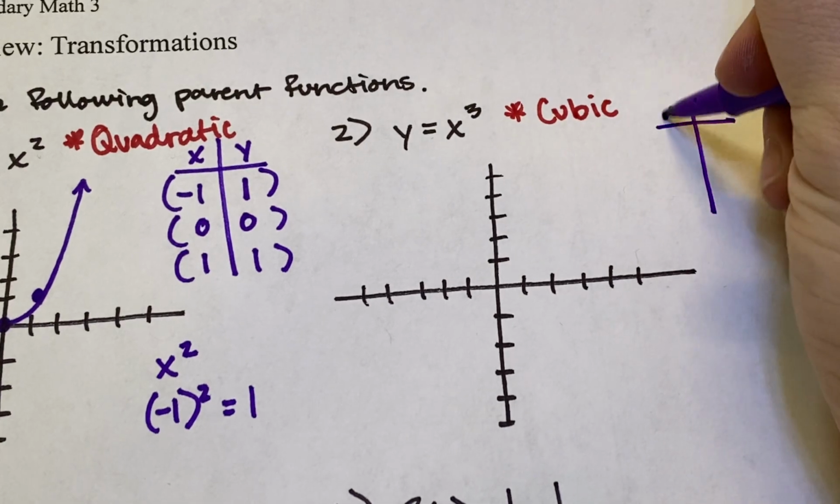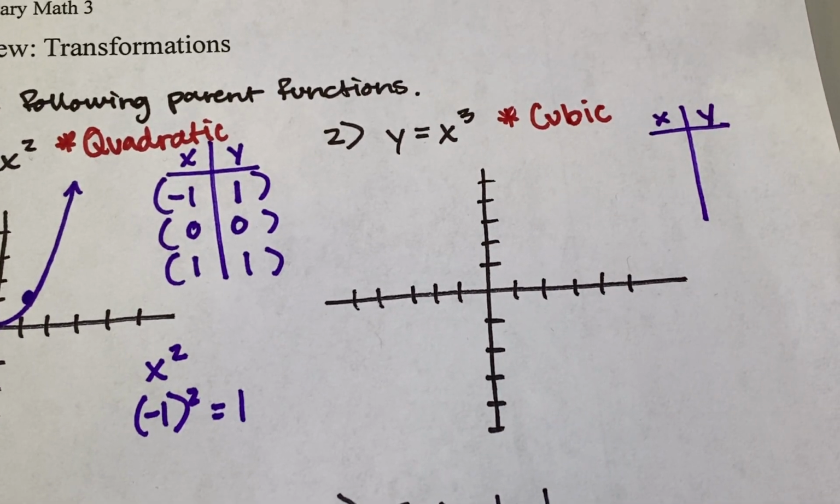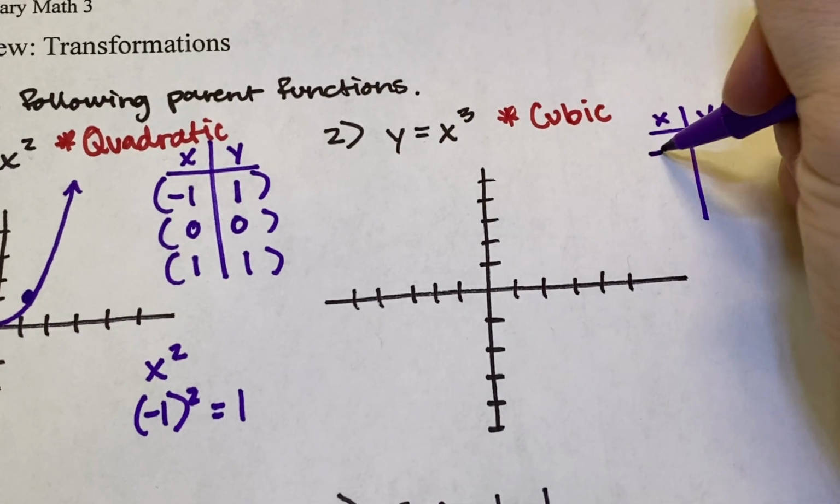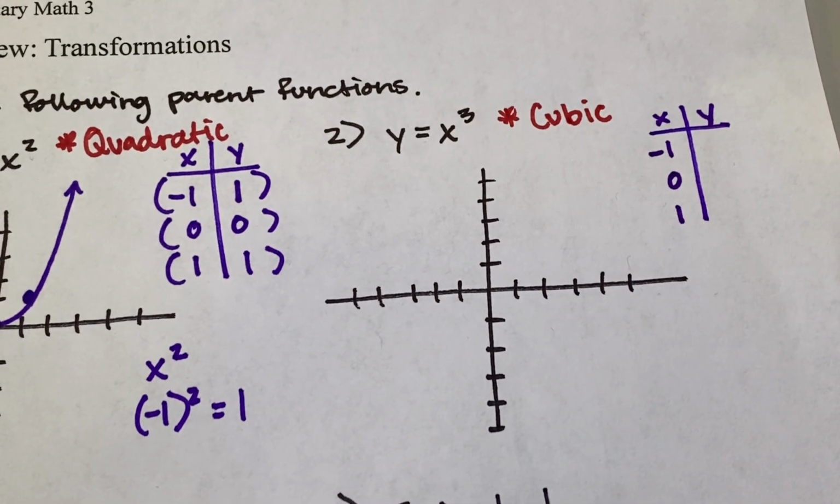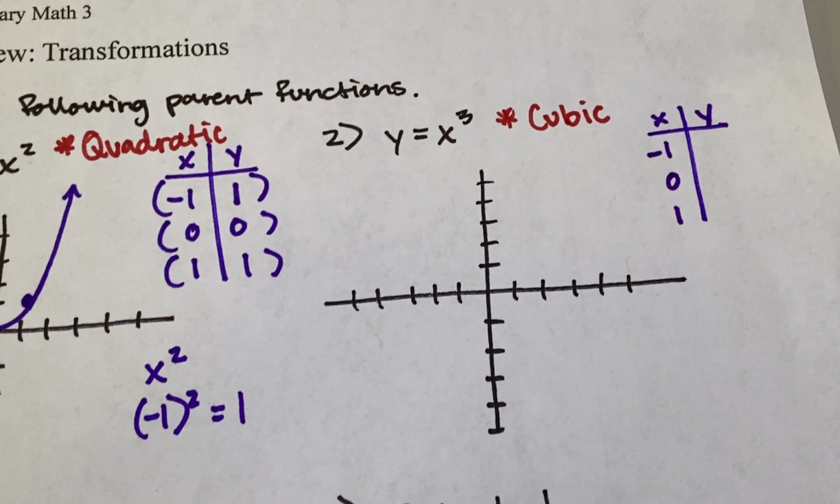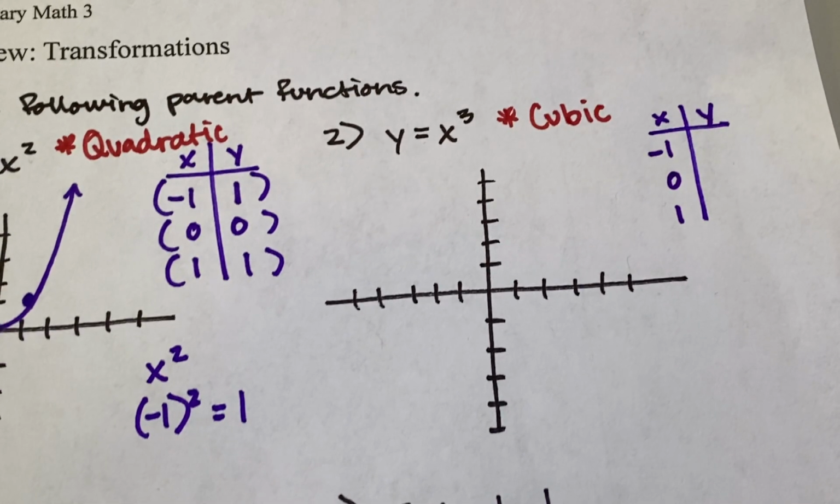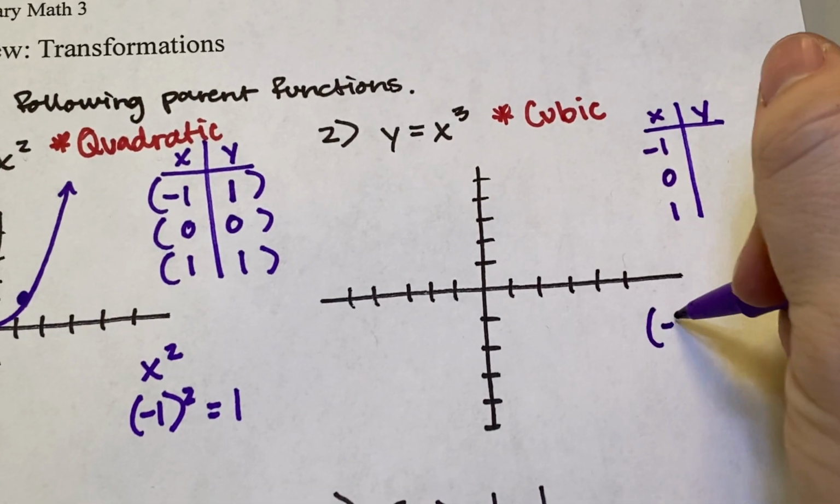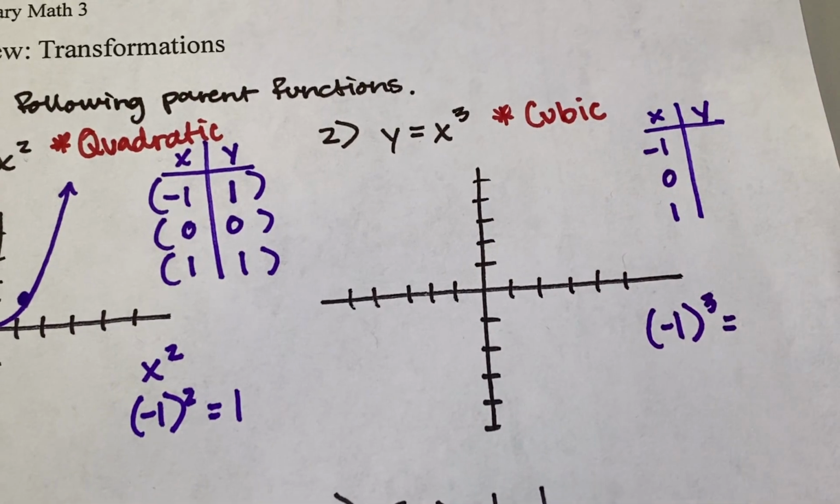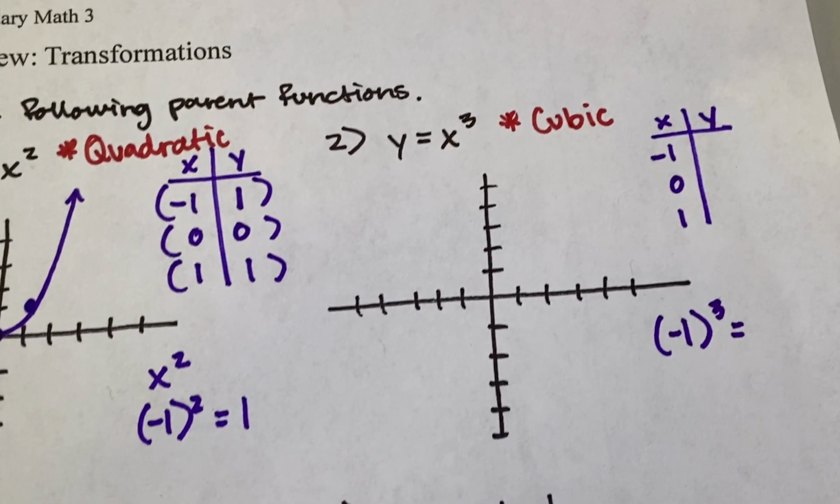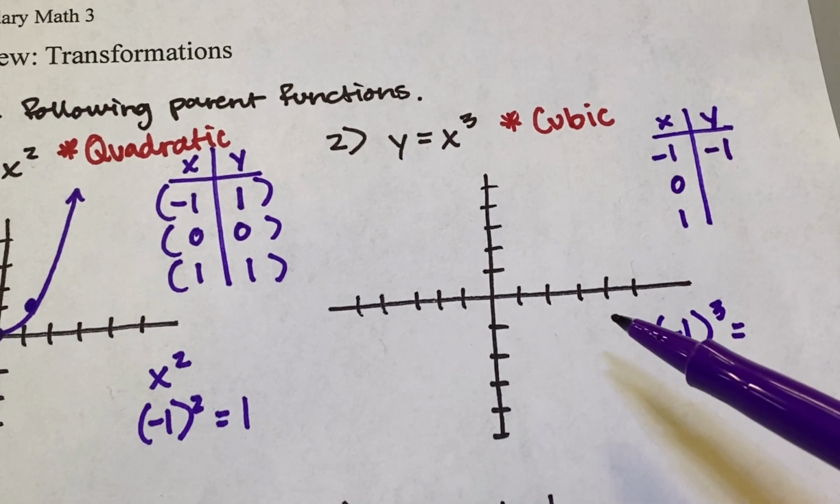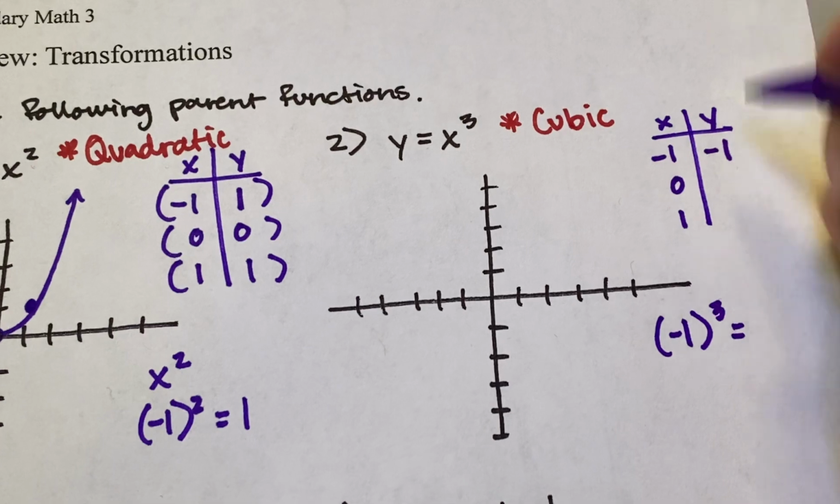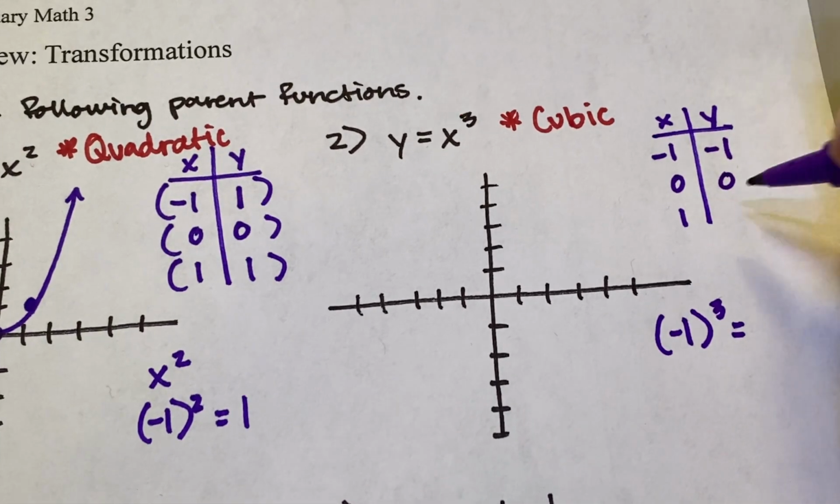Okay, let's do the same thing we did for number 1. Give yourself a little table, an x column and a y column. We'll choose the same 3 numbers to plug in: -1, 0, and 1. This is the one we've got to be careful with. What is -1 to the third power? Meaning, what is -1 times -1 times another -1? We get a -1. That's really the only one that's a little different. 0 to the third power is just 0. And +1 to the third power is still just +1.